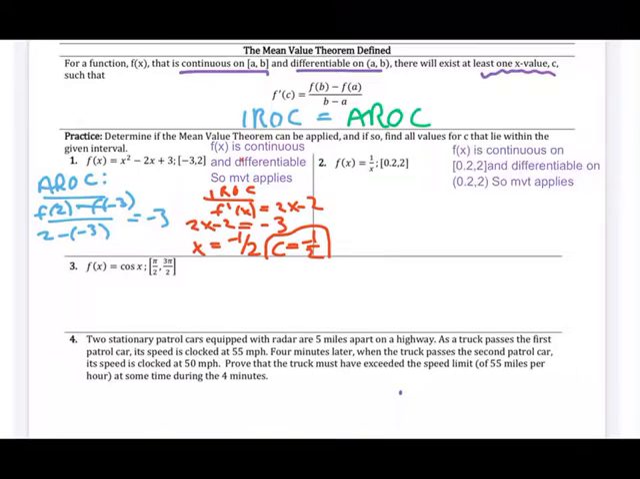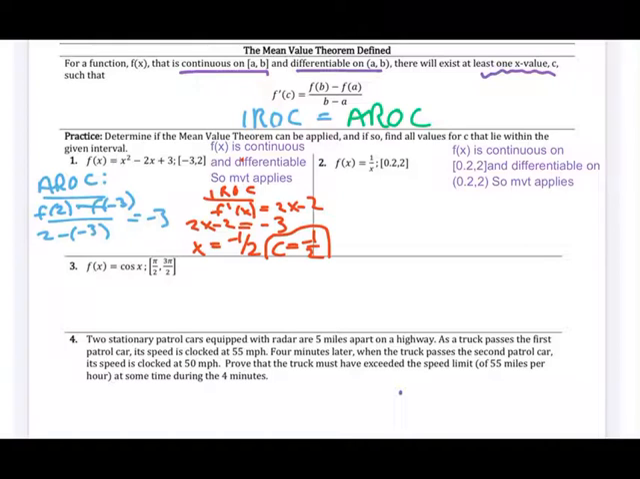So the first thing to note, f of x is not continuous everywhere. On number 1, I just said f of x is continuous and differentiable, so MVT applies. On number 2, f of x is definitely not continuous at x equals 0. So what I can say, looking at the specific interval that they're giving us, is that f of x is continuous on that closed interval and differentiable on the open interval. Therefore, we are allowed to use MVT. So now I'm going to go ahead and find the AROC and the IROC.